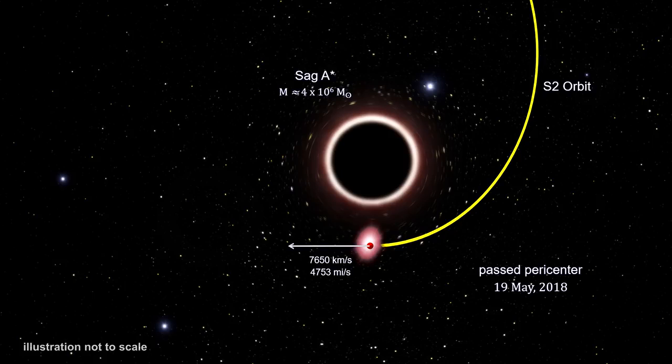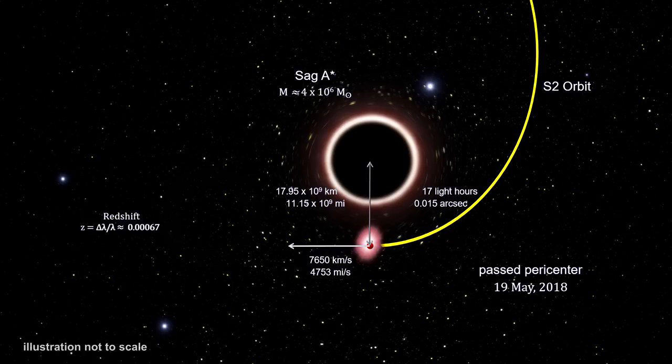At that point, it was traveling at 7,650 kilometers per second, or 4,753 miles per second. That's almost 3% of the speed of light. Its distance from the black hole was just 18 billion kilometers, or 11 billion miles. That's only 120 times our distance from the Sun. The separation on the sky between the 2 points was just 15 milliarcseconds. It was also reddening in color, as the black hole's gravitational field stretched its light to longer wavelengths.